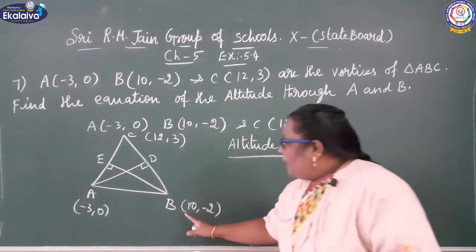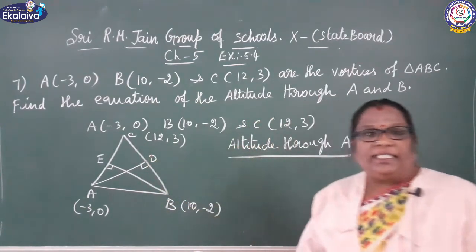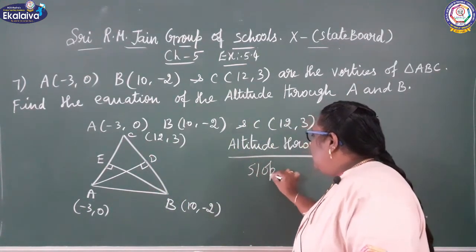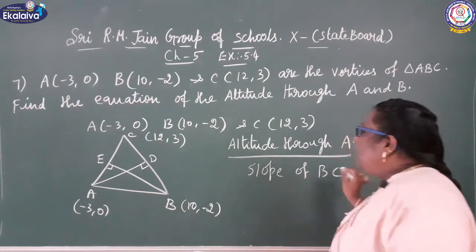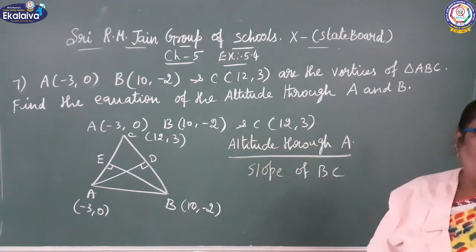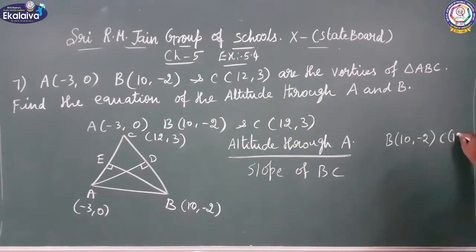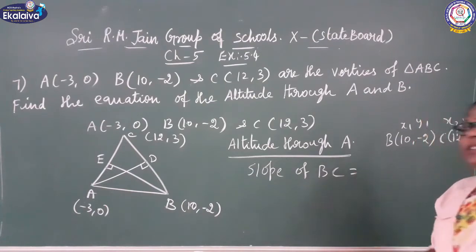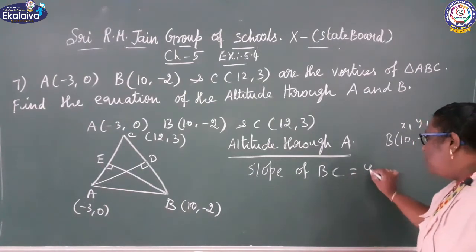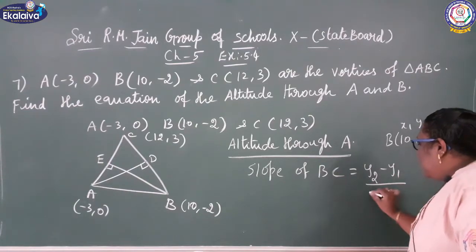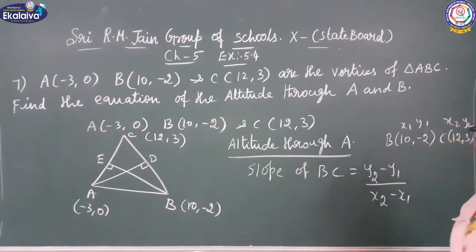See, find out the slope of the line BC. What is the value of B? B is 10 comma minus 2 and C is 12 comma 3. This is x1, y1, x2, y2. What is the formula of the slope? Yeah, y2 minus y1 by x2 minus x1.